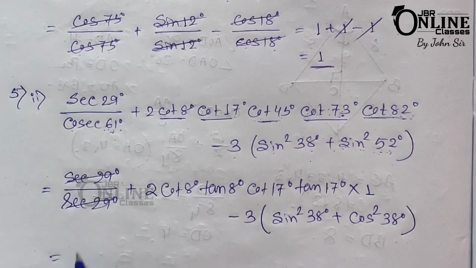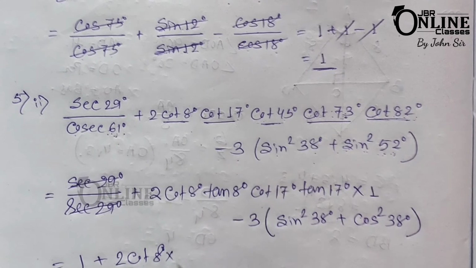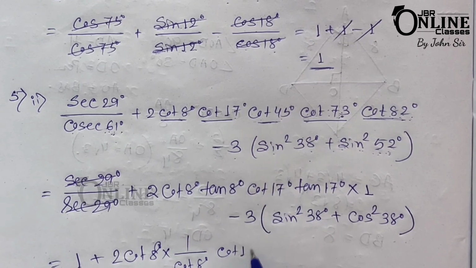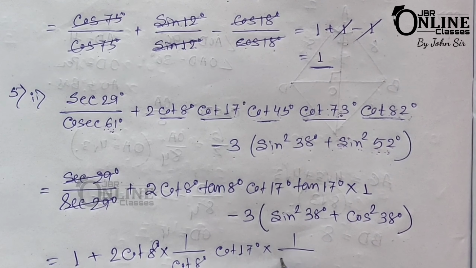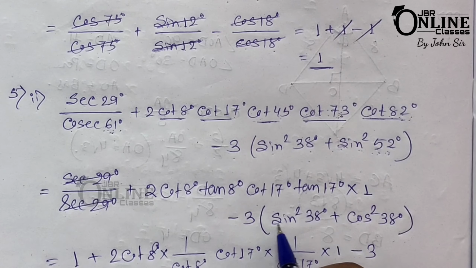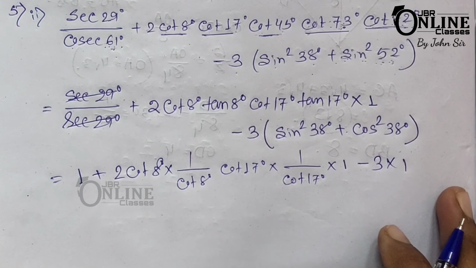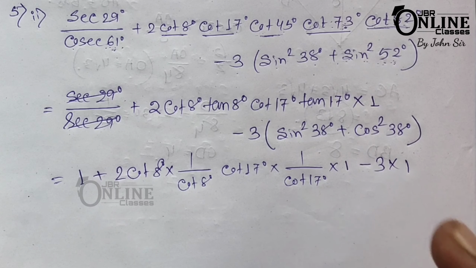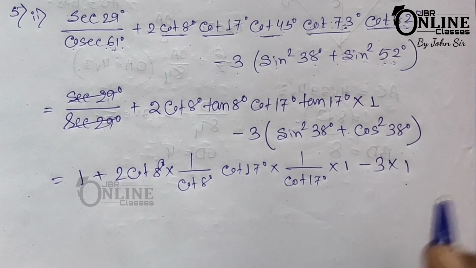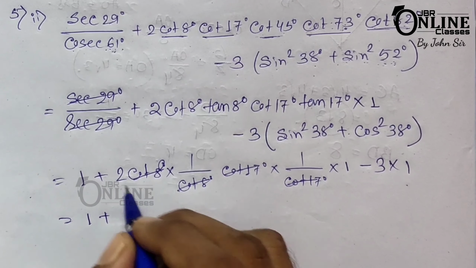So here 1 plus 2 into cot 8 degree into, now tan 8 means 1 by cot 8. Next cot 17 degree. Now tan 17 means 1 by cot 17, into 1, and here minus 3 times sin square 38 plus cos square 38, that equals 1. Because you know the formula, sin square theta plus cos square theta equals 1. So sin square 38 plus cos square 38 equals 1. So cot 8 cancels out, cot 17 cancels out. So here 1 plus 2.